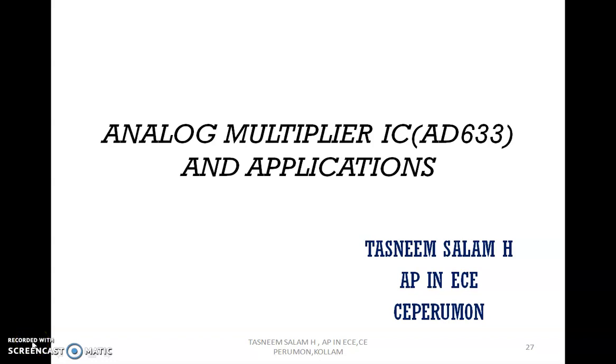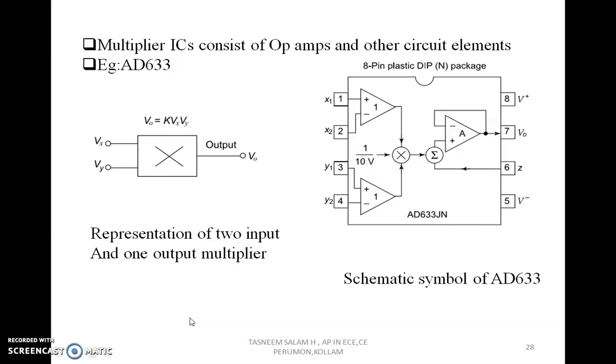Here I am going to explain the analog multiplier IC AD633 and its applications. This is the schematic symbol of AD633. This IC consists of op-amps and other circuit elements. This is the general representation of a multiplier. Vx and Vy are the two inputs, and V output is equal to K into Vx into Vy.